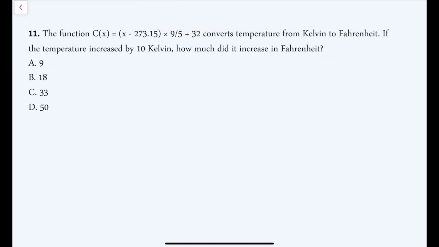The function c of x is equal to x minus 273.15 times 9 over 5 plus 32 converts temperature from Kelvin to Fahrenheit. If the temperature increased by 10 Kelvin degrees, how much did it increase in Fahrenheit?